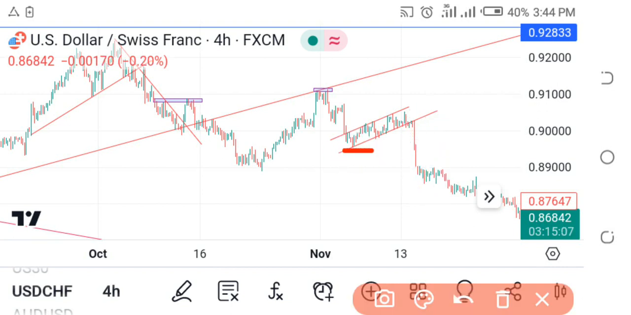Now let's talk about the chart pattern. How to identify which time frame is the best. For me, I say stick with the 4 hours.